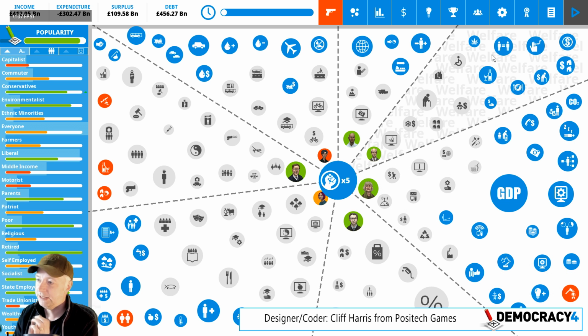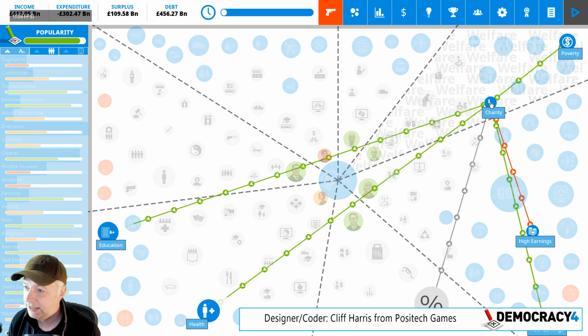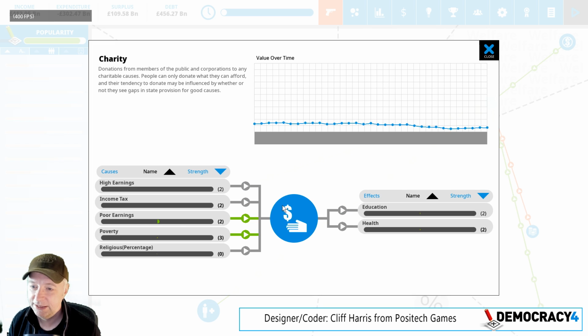Charity. We put charity in. Charity is really interesting, actually. I read a lot of stuff about charity. I'm trying to find stats on it. That's it there. A little hand, the giving hand. Charity is very interesting because the people who give to charity are either the rich or the poor. Okay, globally, statistically speaking, middle income people don't give much to charity.